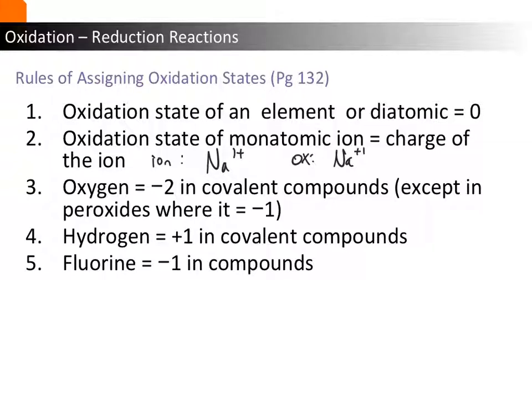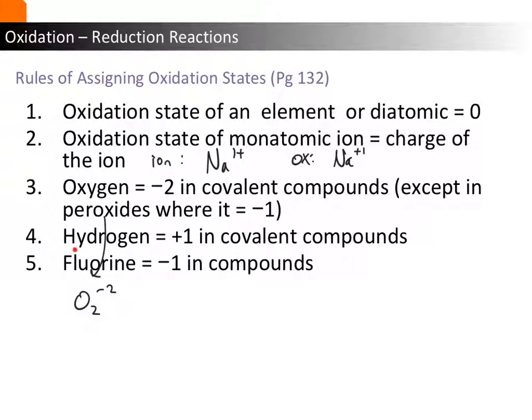Rule number 3 says oxygen is -2 when it's in covalent compounds, with one exception: peroxides are -1. Now, oxygen's -2 always when it's in an ionic substance, but when it's in a covalent substance, it's also -2. Peroxides, or the polyatomic ion O2 -2, each oxygen has a -1 oxidation state.